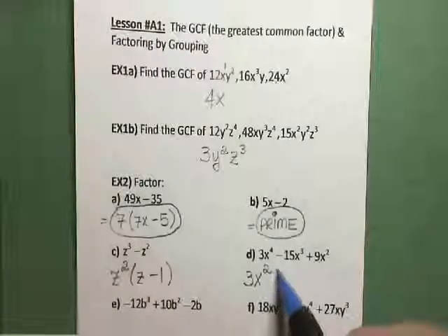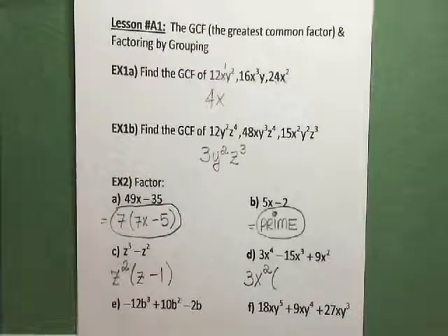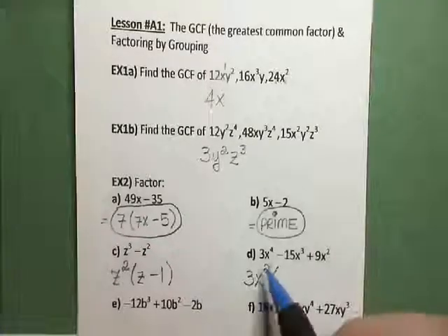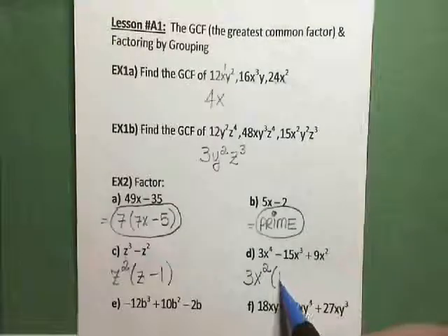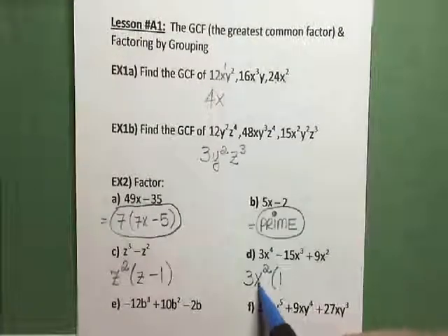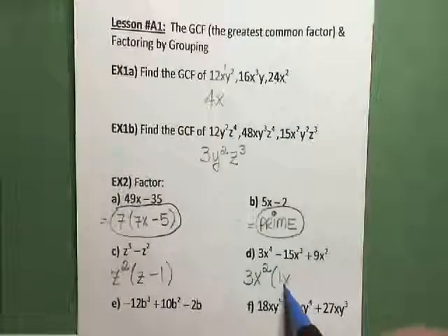Once you decide what you're going to factor, open parentheses, and now let's do the division. 3x to the 4th divided by 3x squared. 3 divided by 3 gives you 1. x to the 4th divided by x squared gives you x squared.